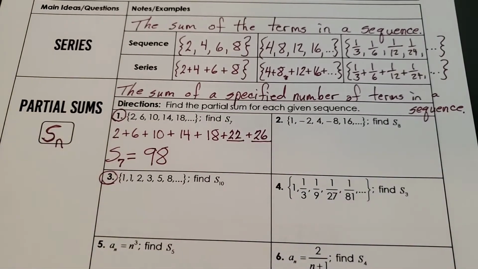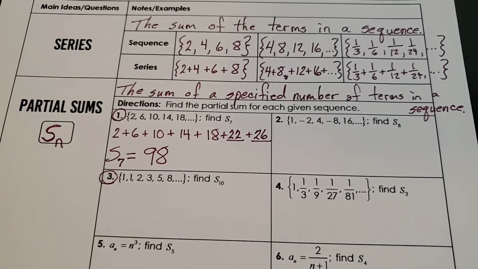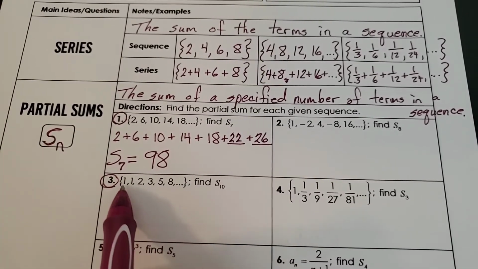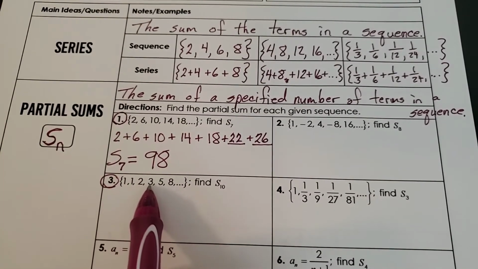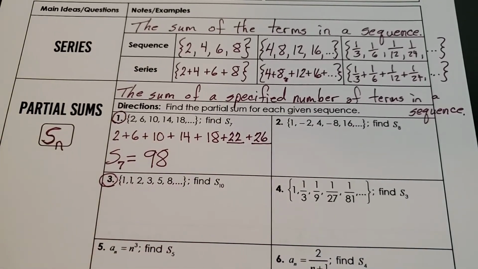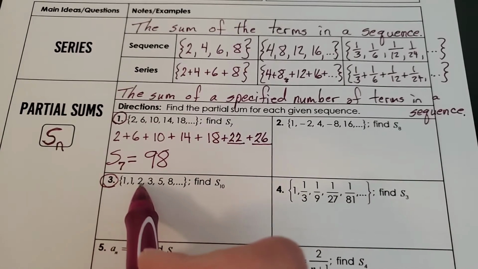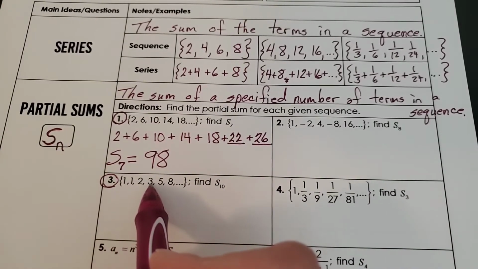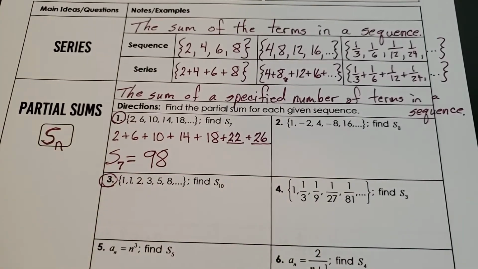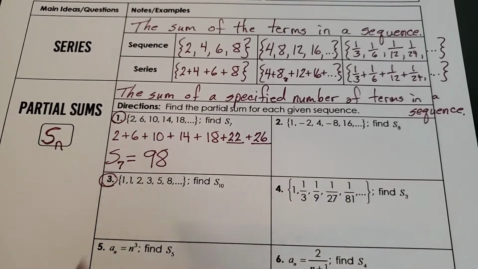Why am I picking these examples? Because they're not all arithmetic and they're not all geometric. We need to remember that we can have some other patterns. Can you recognize this sequence here? 1, 1, 2, 3, 5, 8. This is that famous Fibonacci sequence. 1 plus 1 is 2, 1 plus 2 is 3, 2 plus 3 is 5, 3 plus 5 is 8. I want to add the first 10 terms.